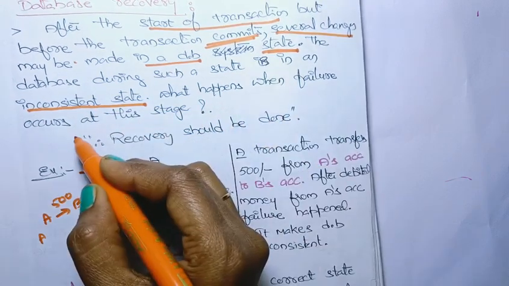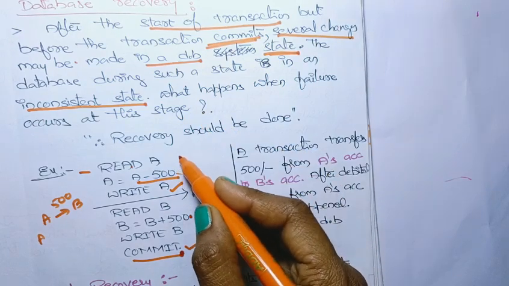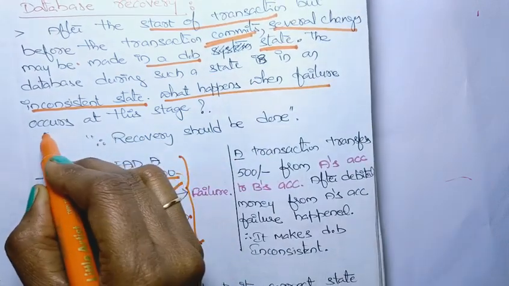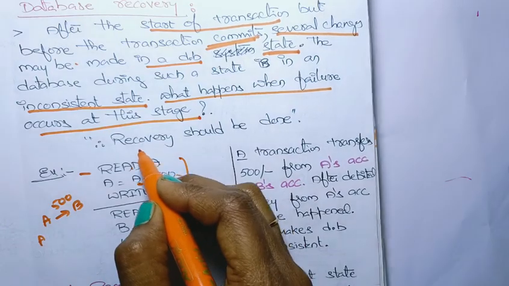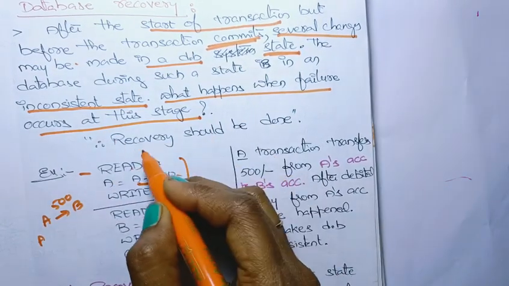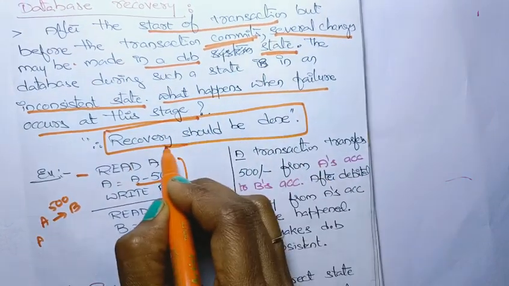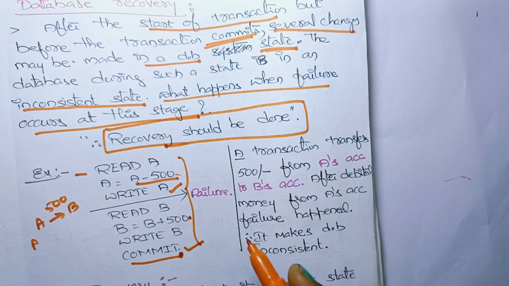What happens when a failure occurs at this stage? During the execution of the transaction, in case a failure occurs, what will happen? That we will see now. So what should be done? If during the transaction any failure occurs, the database recovery should be done. That is nothing but database recovery.